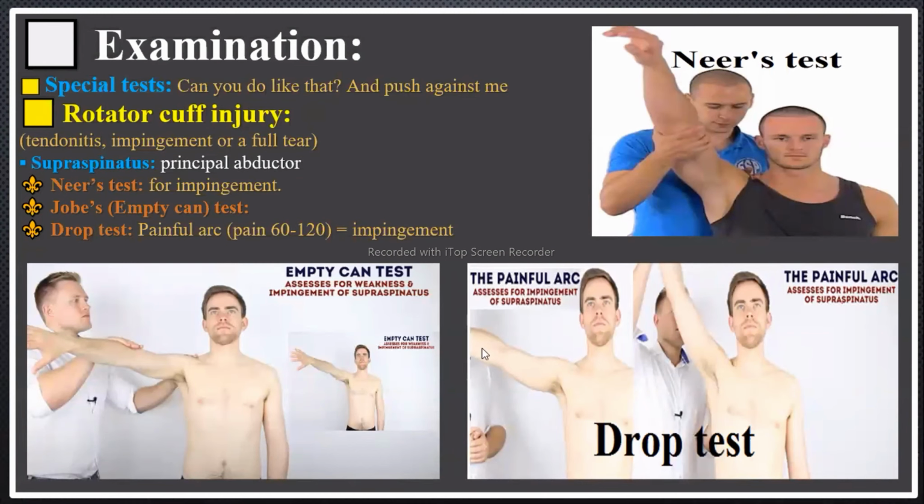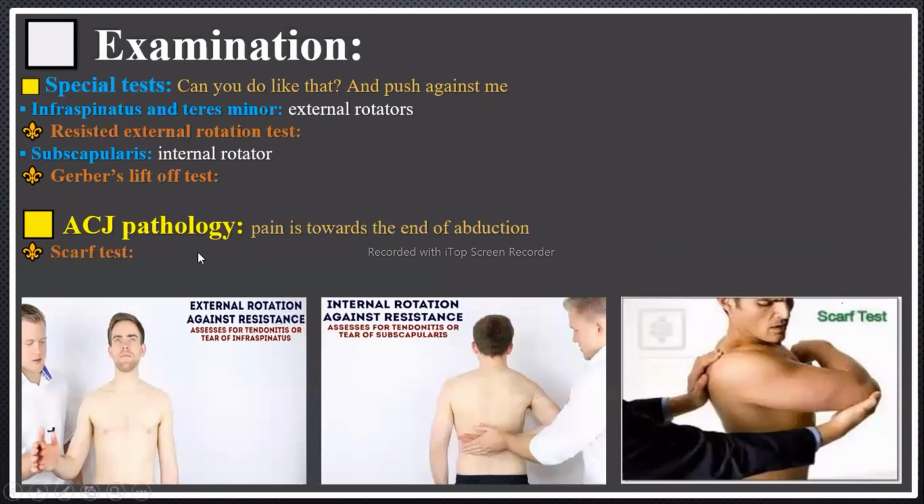If he has pain from 60 up to 120, painful arc, painful arc syndrome, supraspinatus impingement. If the patient's arm drops, it is a tear of the supraspinatus muscle. We finish supraspinatus. How many tests for supraspinatus? 3 tests. We still have 3 tests.